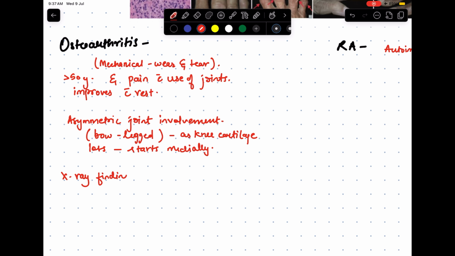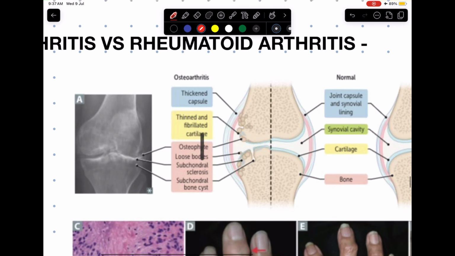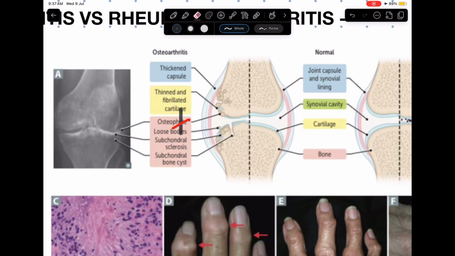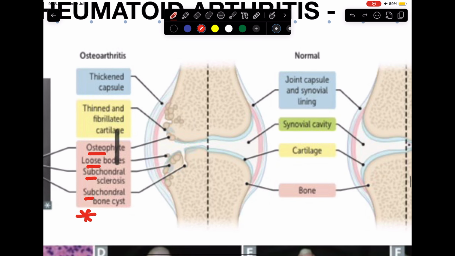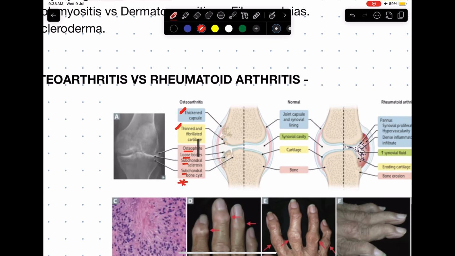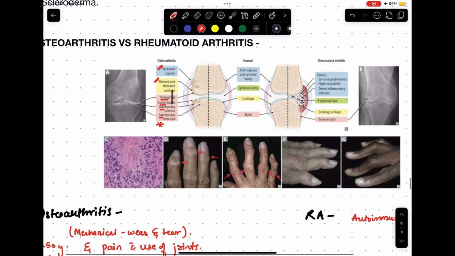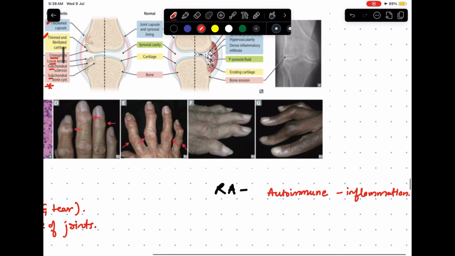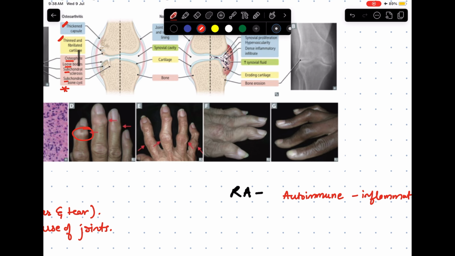Now the important thing is the X-ray findings, because in the exam you may get an X-ray, and then you'll have to decide how to diagnose it or what treatment is given according to Australian guidelines. All the findings we see on X-ray are because of the wear and tear. There would be osteophytes, loose bodies, subchondral sclerosis, and subchondral bone cysts. Other than that, a thickened capsule would be there, and two of the most important findings are Bouchard's nodes and Heberden's nodes. You have to remember this. Just look at the photo. These are the nodes. Please remember this.